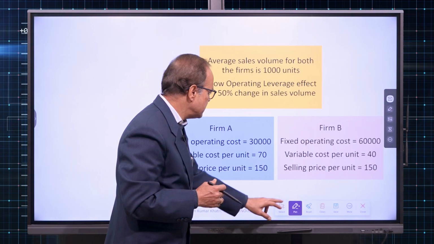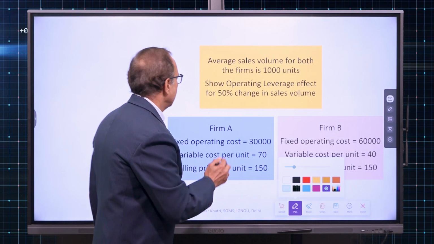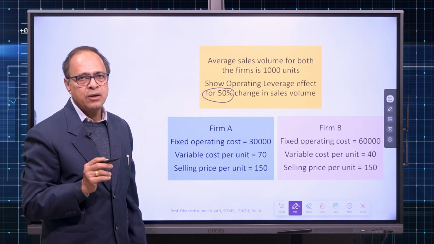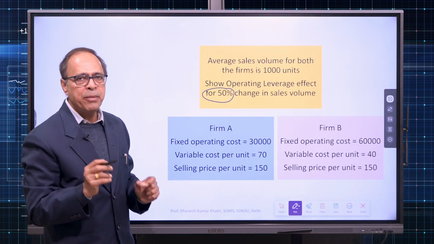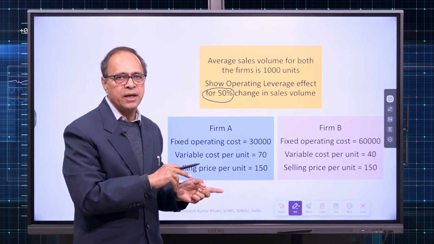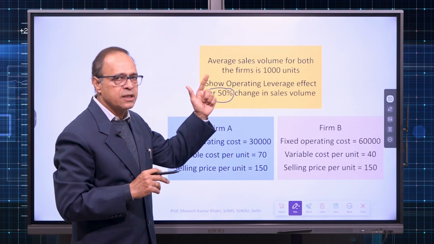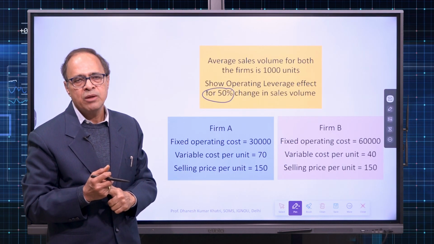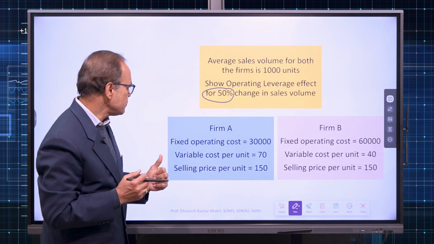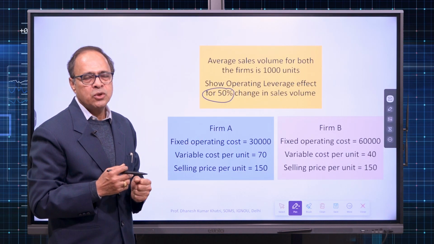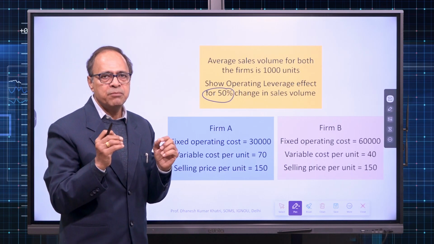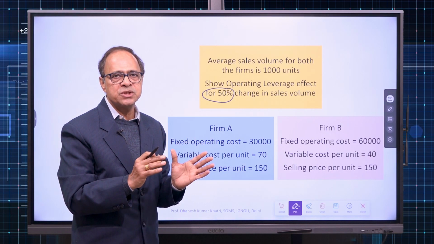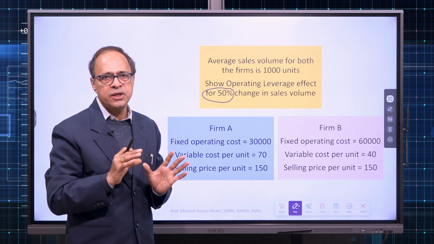When we say 50% change in sales volume, that means a 50% increase as well as a 50% decrease from the base level. So we will be analyzing what will be the impact of operating leverage for both the firms, Firm A and Firm B, if sales increases by 50% from the 1000 units and sales decreases by 50% from the 1000 units, because change can be positive or negative. What are the parameters for Firm A? First of all, I will be making a statement of operating profit. How we calculate operating profit under marginal costing, that we will do, and then we will calculate DOL and interpret that.